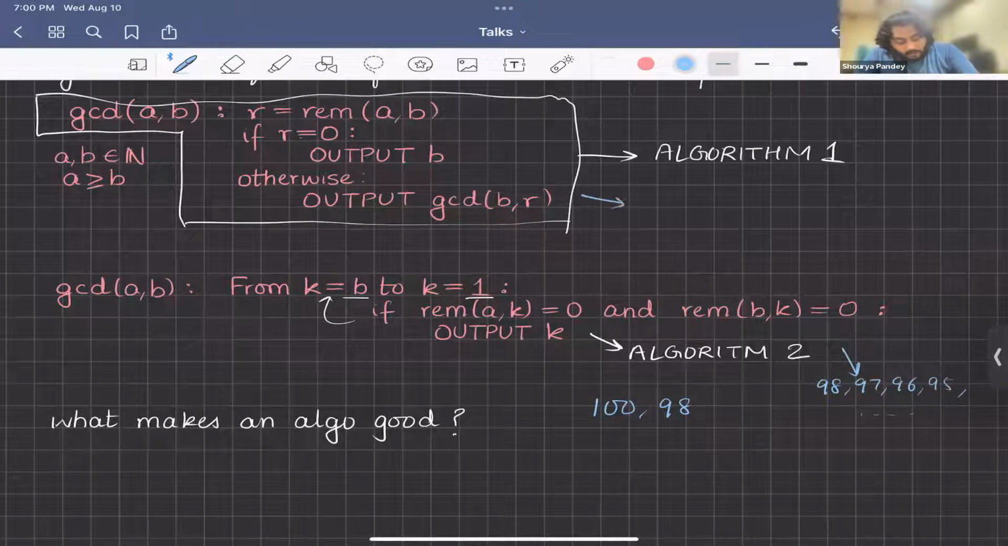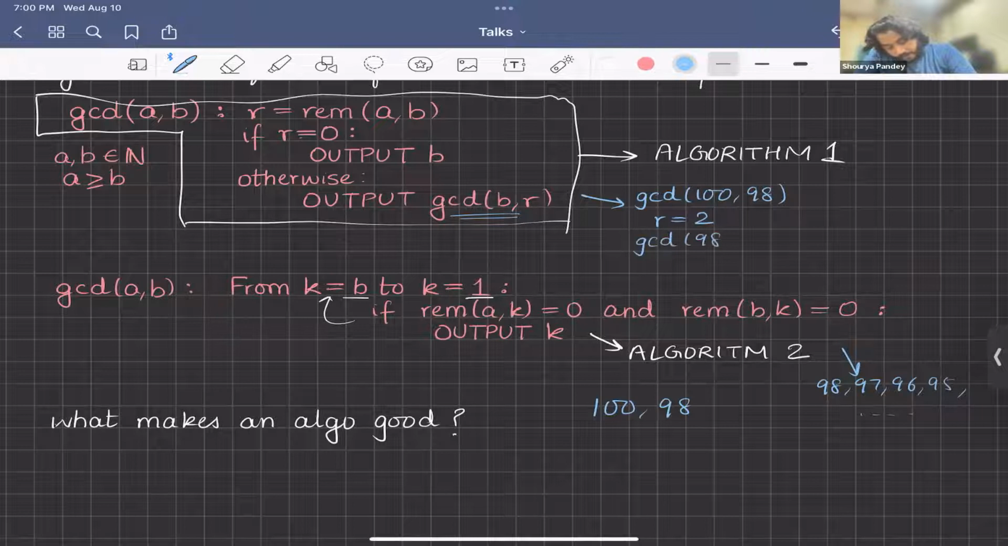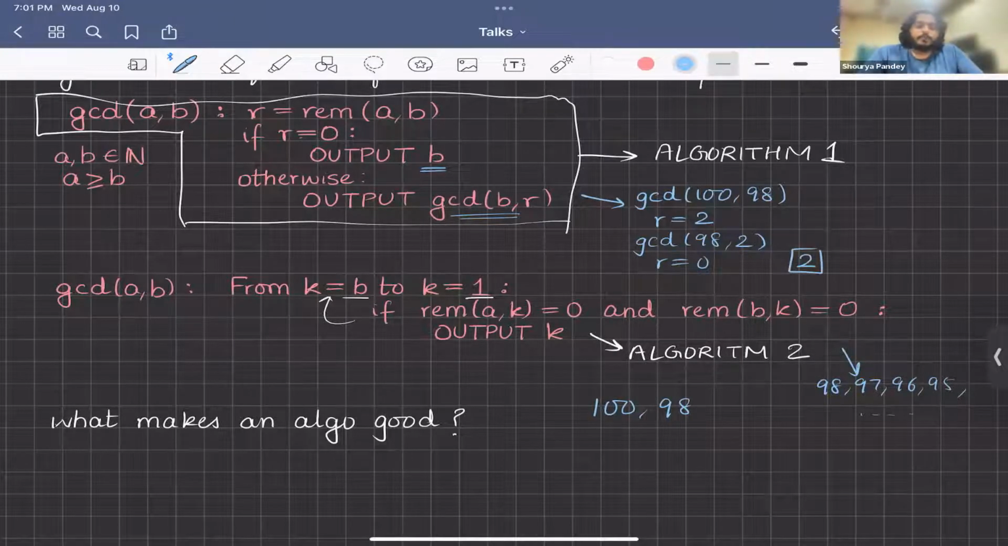What about here? Here, I just have GCD 198, and my first step would be to find the remainder when 100 is divided by 98, which is 2. Once I have R equal to 2, I will go into this branch, which is to find GCD 98 2. Then my remainder will be 0, and I'll output 2. So it barely took any time compared to the second.